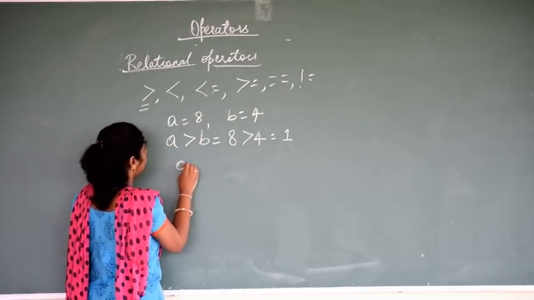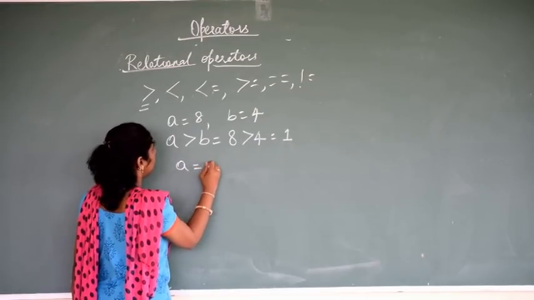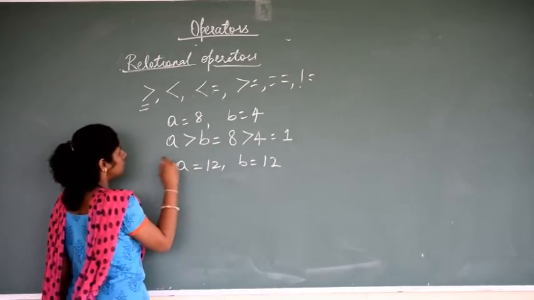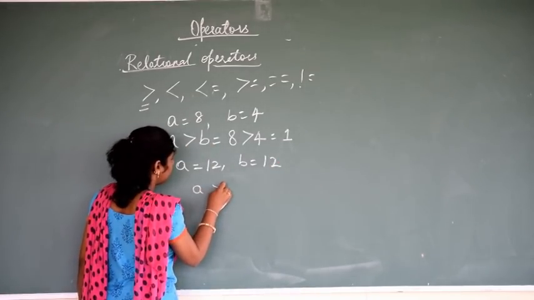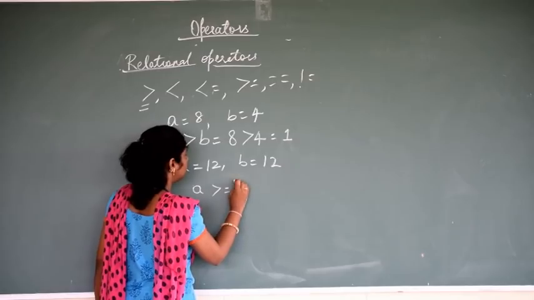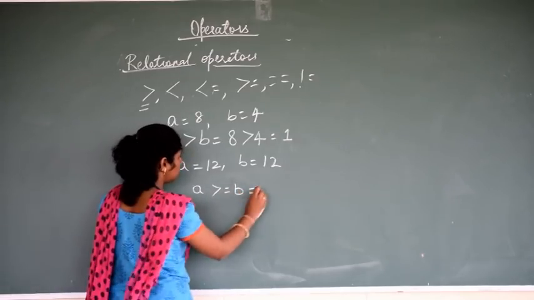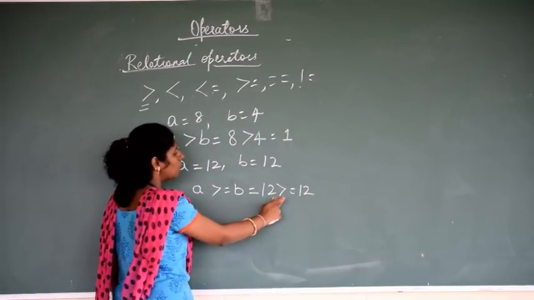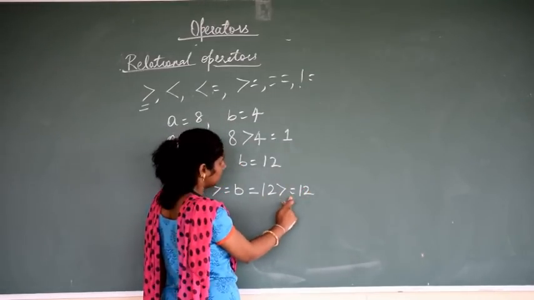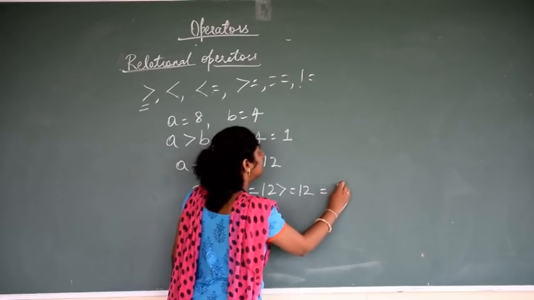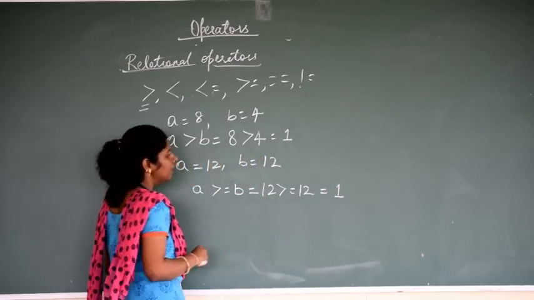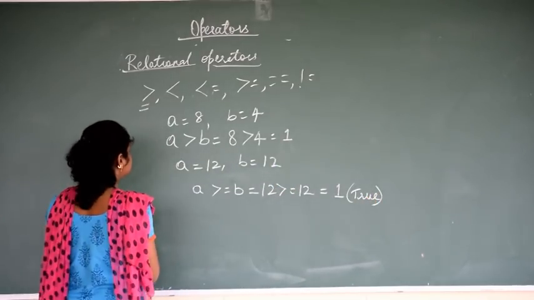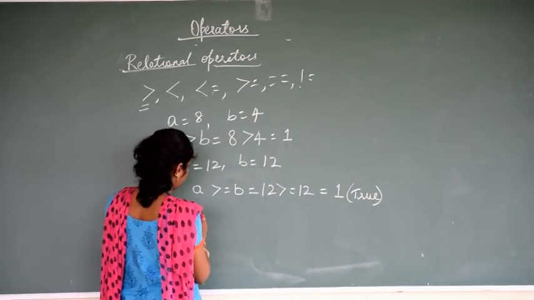Now we take A is equal to 12 and B is equal to 12. Now I use the relational operator A greater than or equal to B, which is 12 greater than or equal to 12. 12 is not greater than 12, but 12 is equal to 12, so it will evaluate to 1, which indicates that the expression is true. This is in case of relational operators.